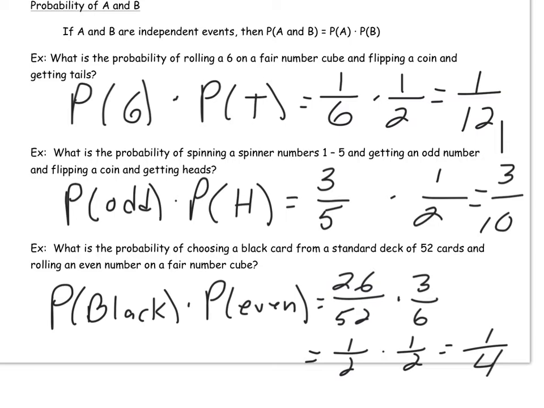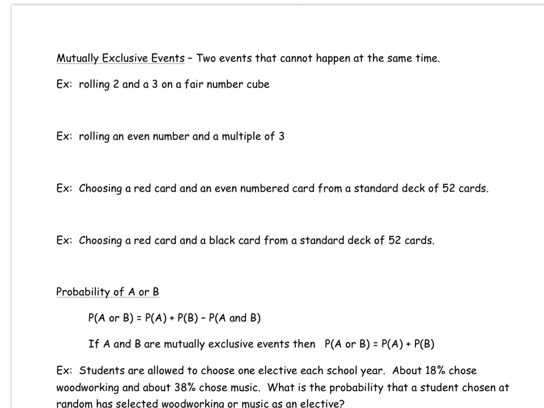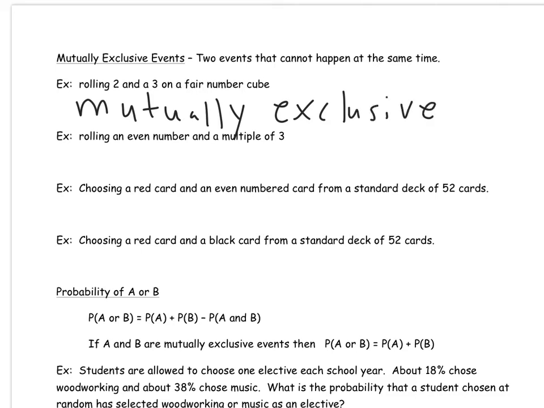Okay, continuing to the back. Mutually exclusive events are two events that can't happen at the same time. So rolling a 2 and a 3 on a fair number cube, can we get a 2 and a 3 if we roll one die? No. So that's called mutually exclusive. Or you can abbreviate that ME. Just remember what ME stands for.